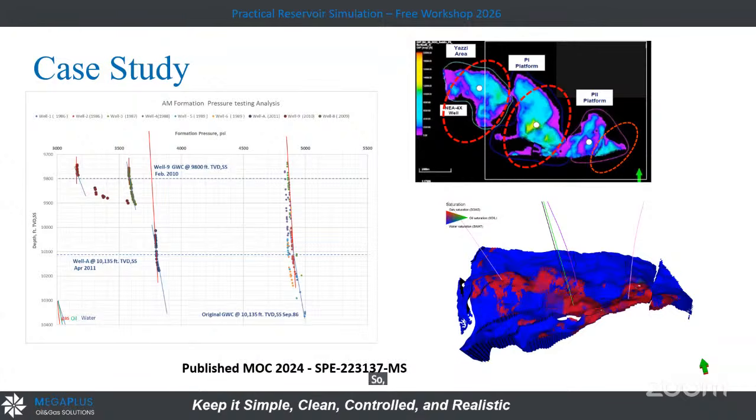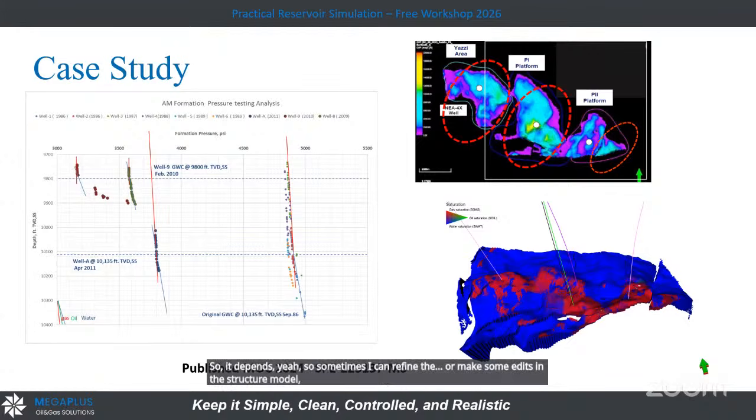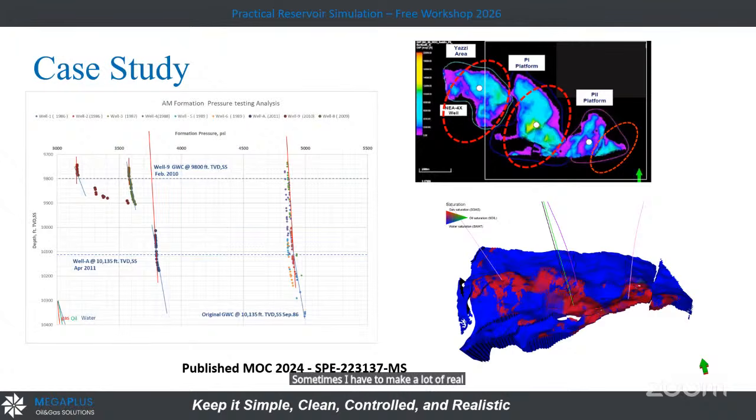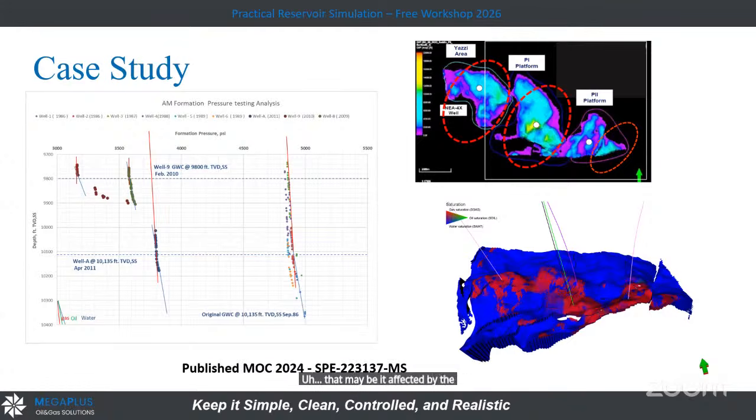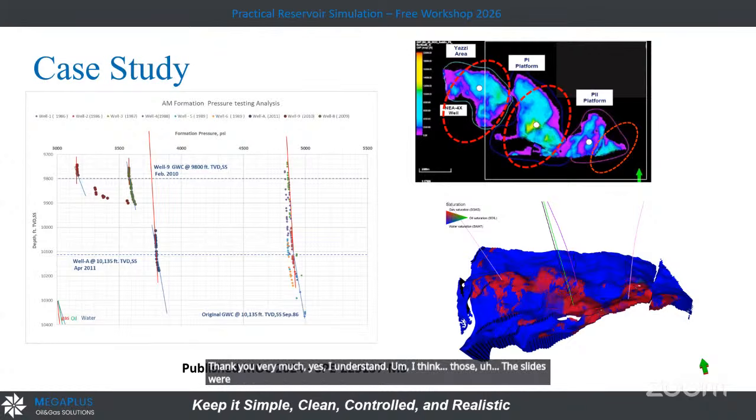So it depends. Sometimes I can refine or make some edits in the structure model. Sometimes I have to make a lot of realizations or distribute again to make the history match. So it's about the flow and about the dynamics in the reservoir that may be affected by the structures. Am I clear now? Yeah, thank you very much. Yes, I understand. I think those slides were very important. Thank you.